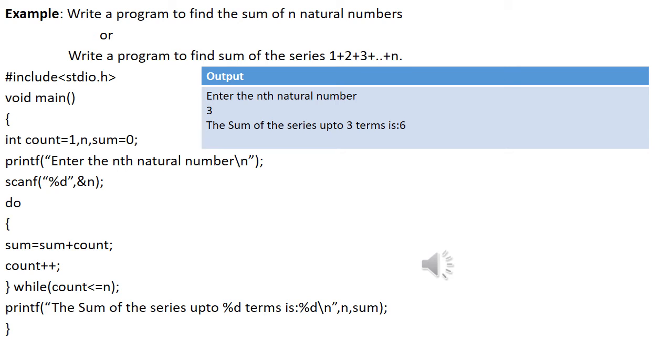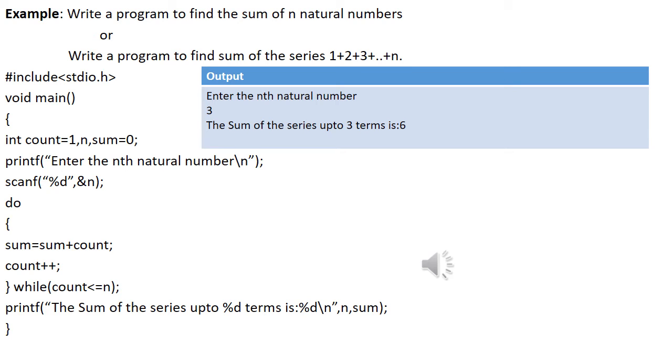Count is incremented by 1, count becomes 3. Now again the while condition is checked. So 3 is less than or equal to 3, that is true. So again control will come back inside the loop. Now sum plus count. Now the previous value of sum was 3. So 3 plus the count value is now 3. So 3 plus 3, that is 6. So the new sum value will be 6.